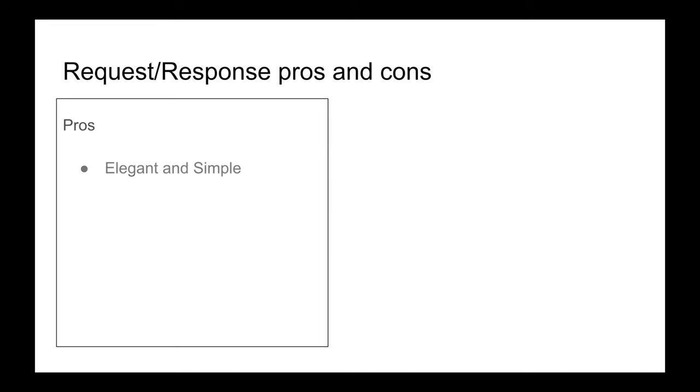All right, what's good, what's bad about this? Pros. It's very elegant and simple. Yes, if you have only two pieces of software talking to each other, that's beautiful, and I still love that. But once you get into complicated scenarios, not really, right? It's elegant and simple, I love that. It's stateless, especially when you use HTTP.